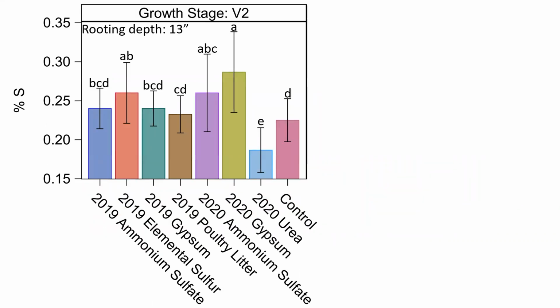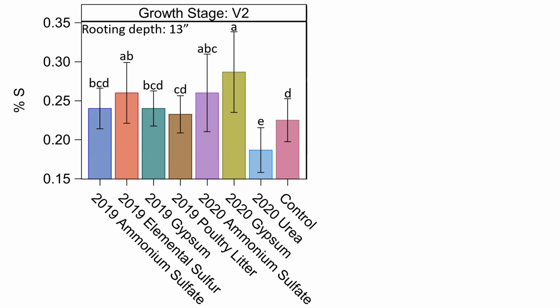During the 2020 soybean season, we collected plant tissue samples when the plants were at the V2 and R1 growth stages, as well as soil samples to monitor plant rooting depth. At the V2 sampling, the soybean plants had roots extending to 13 inches, which was above the soil depth at which we observed increased sulfur. The 2020 gypsum and ammonium sulfate treatments had greater sulfur content than the control, and the 2020 gypsum treatment had greater sulfur content than all of the treatments which received sulfur in 2019 except for elemental sulfur.